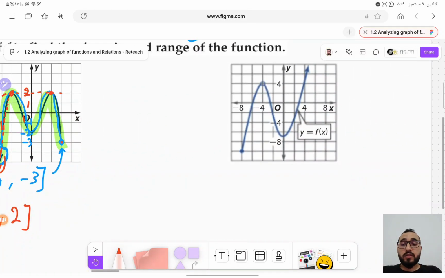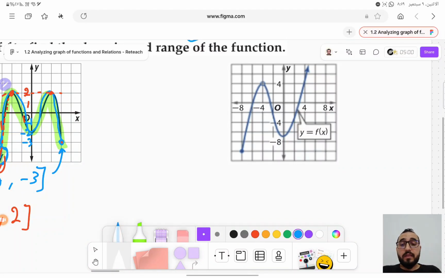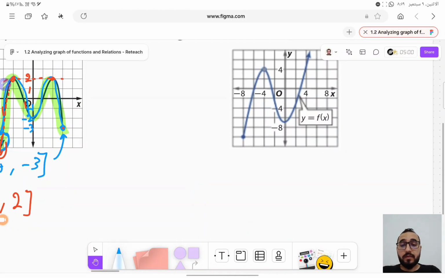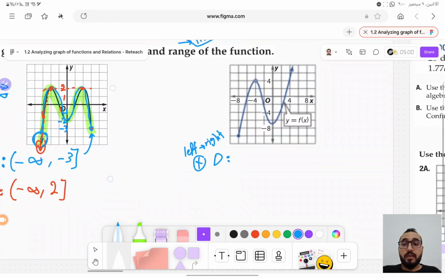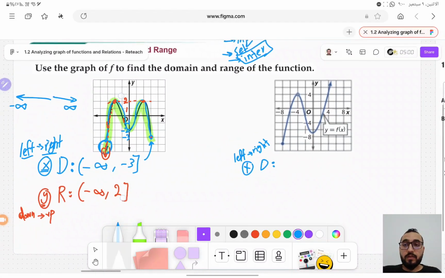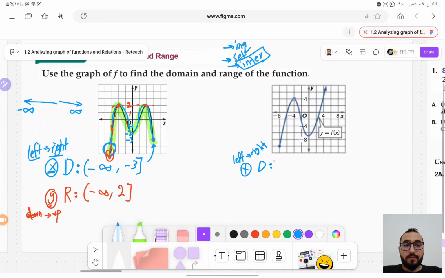Now look at this function here. The same thing. The domain is from left to right, the same thing, only on the x-axis. If you check the graph now, where is my last point at the left? It's here, and it's closed. On what axis? On the x-axis. So what's the point here? It's -8. So from -8 to the last point on the right.